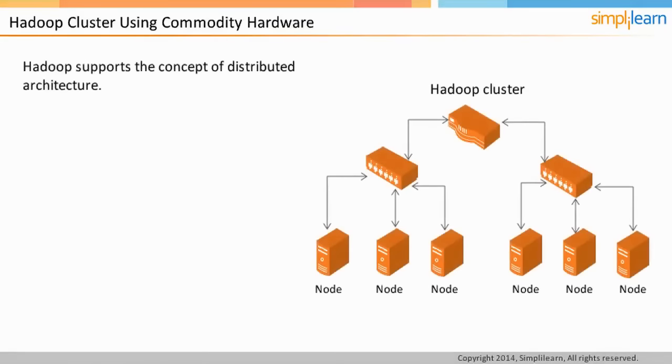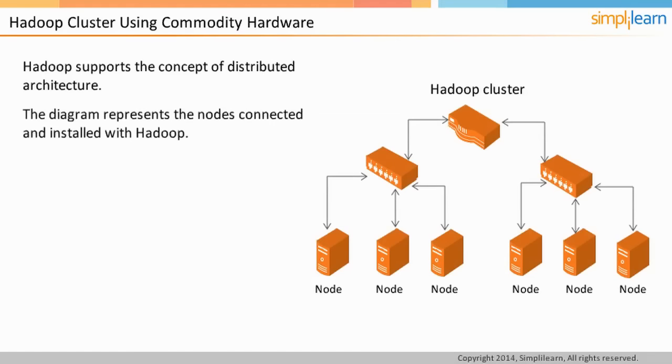Hadoop is a framework which is often used in commodity hardware. It supports the concept of distributed architecture. The diagram represents the cluster of nodes connected and installed with Hadoop. The maximum number of nodes that can reside in a single rack is around 30 to 40. However, it is not an exact count.